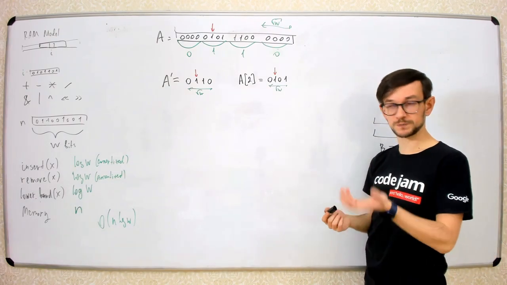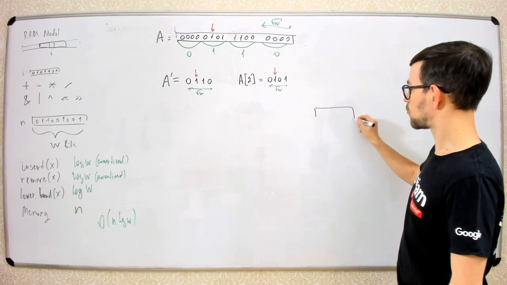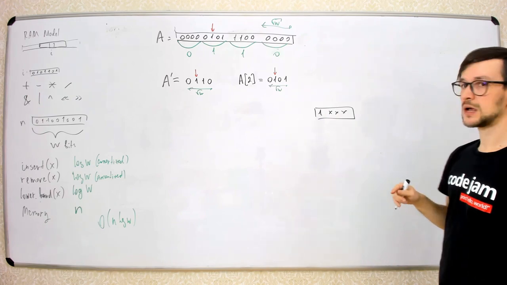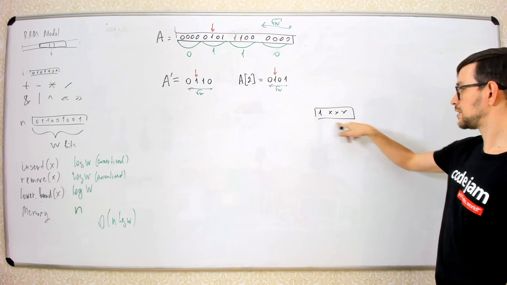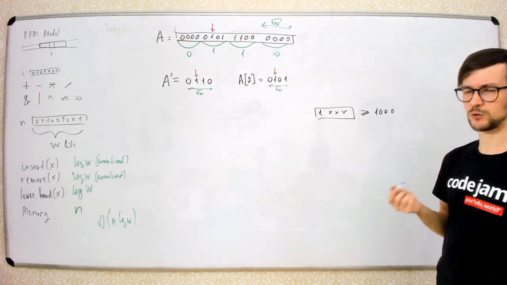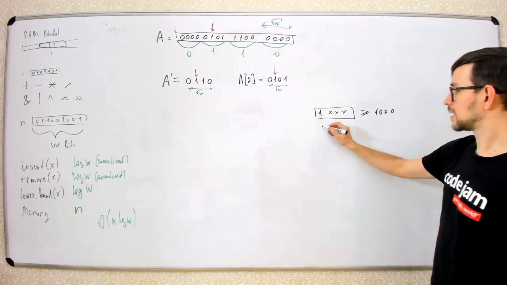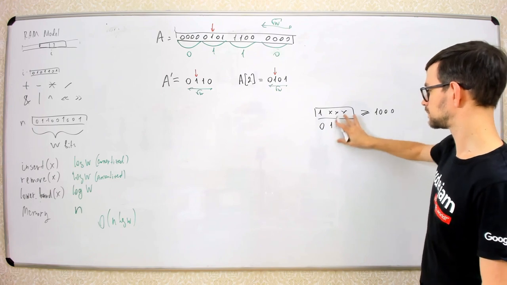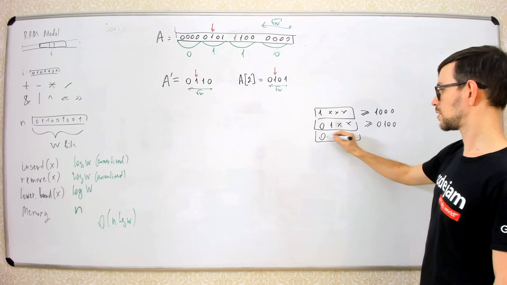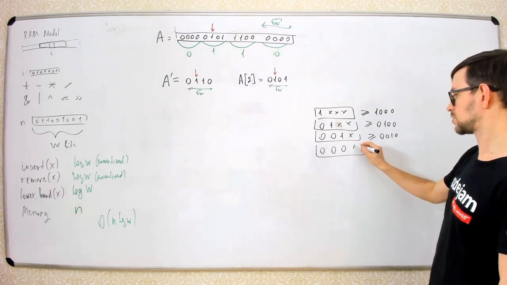So how to find the highest bit in a small integer? Very easy. Now let's see. You have some 4-bit integer. If you have the first bit set, then your integer is greater or equal than this. If you have 1, 0 and something, it is greater or equal than 1, 0, 0. If you have 1, 0, 0, 1 something, then it's greater or equal than this. If it is 0, 0, 0, 1, it is greater or equal than this.